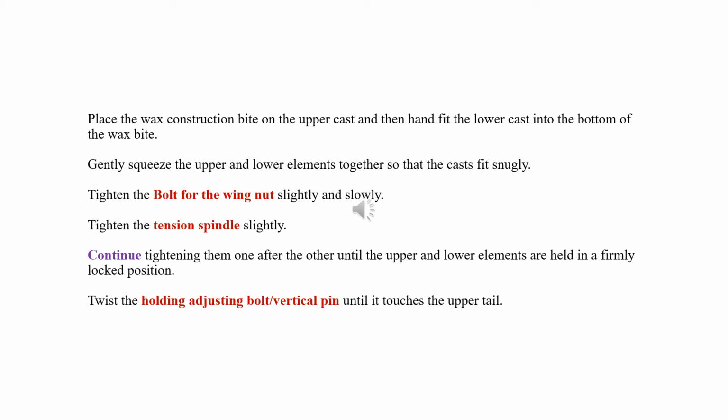Then you tighten the wing screw slightly and slowly, just do that. And then tighten the other screw slowly. All right, until the upper and lower elements are held into a lock. And you just keep on repeating, tighten one, tighten the other, tighten one, tighten the other, making sure that nothing gets knocked out of place, right? Until you've got all of the screws tightened completely. And then you will adjust the adjusting bolt, the vertical pin, until it touches the upper tail of the upper element.